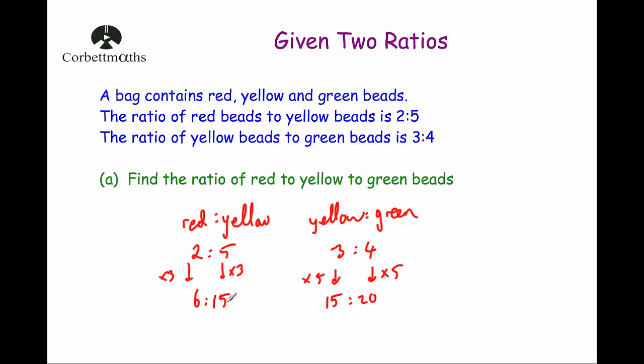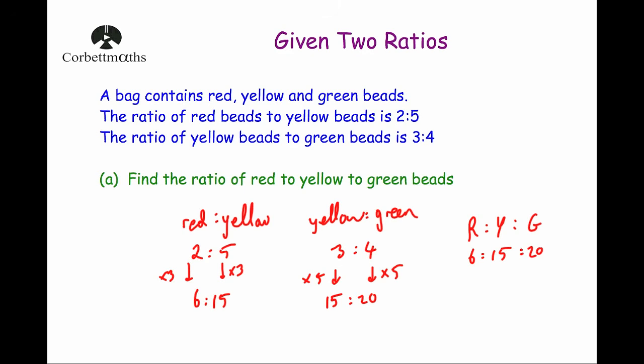So as you can see, for every 15 yellow beads, there's 6 red beads, and for every 15 yellow beads, there's 20 green beads. That means there's going to be 15 yellow beads, 6 red beads, and 20 green beads, or a multiple of that. So the ratio of red to yellow to green will be 6 to 15 to 20. And that's it. If you're given two different ratios which connect, they have one thing in common, so focus on that thing they've got in common and get the lowest common multiple of those numbers in the ratios, and then you can create one ratio connecting them.